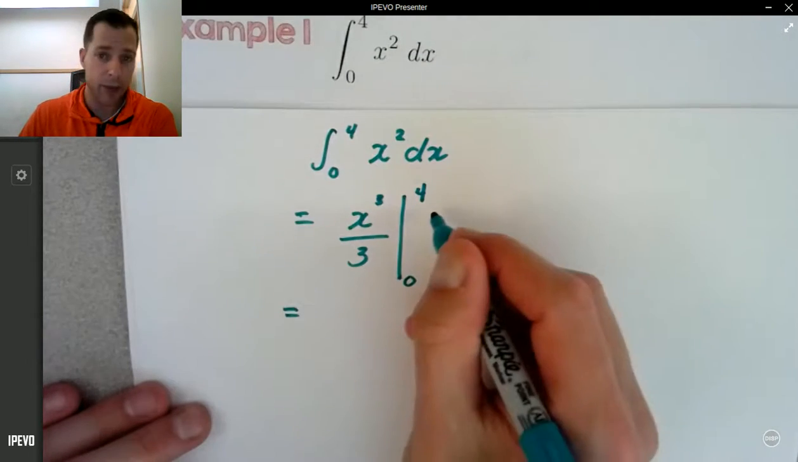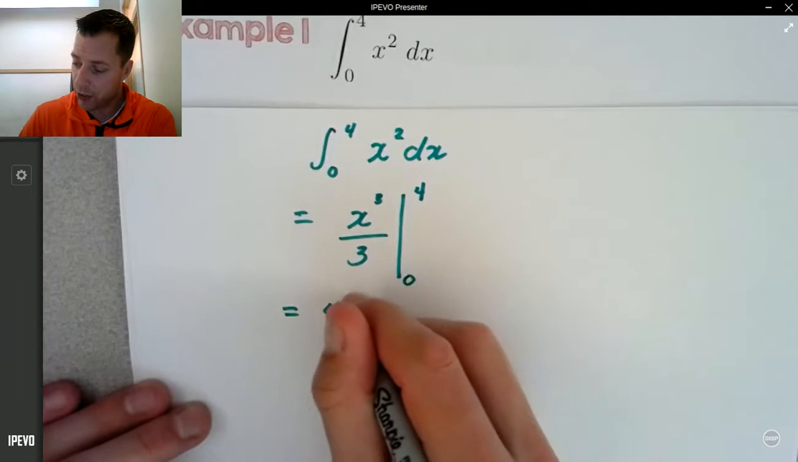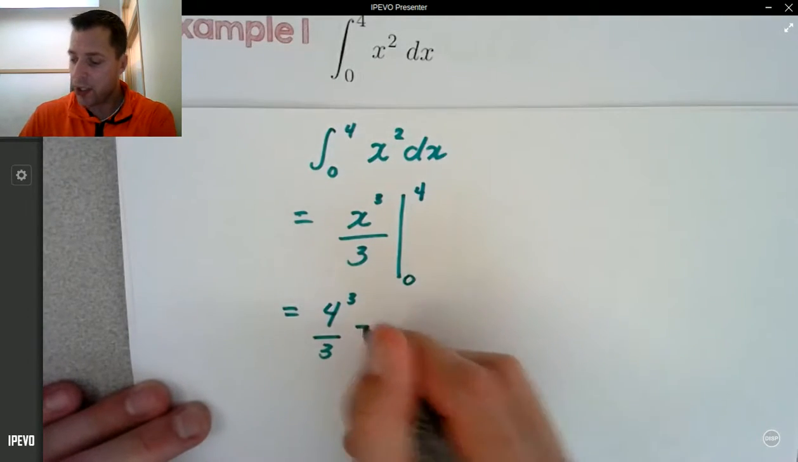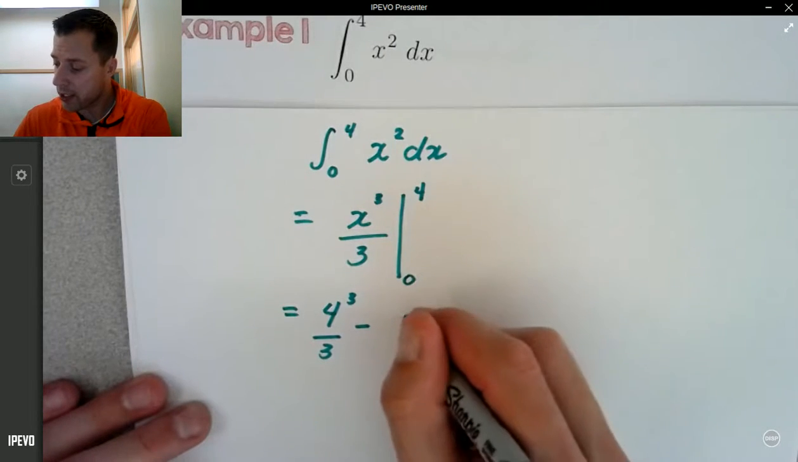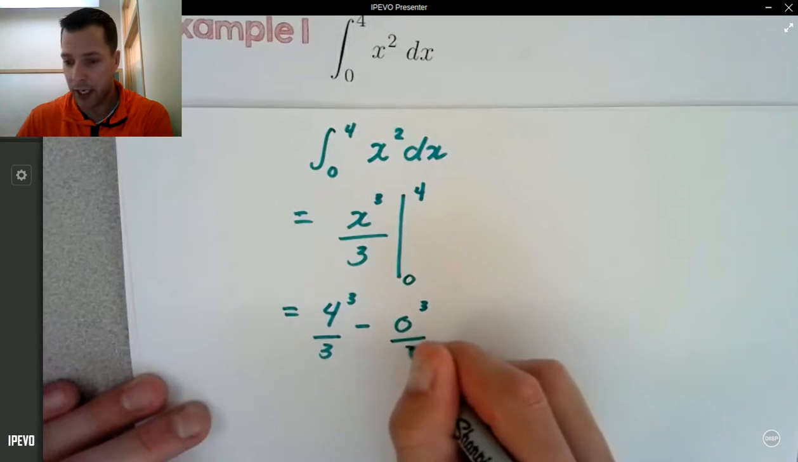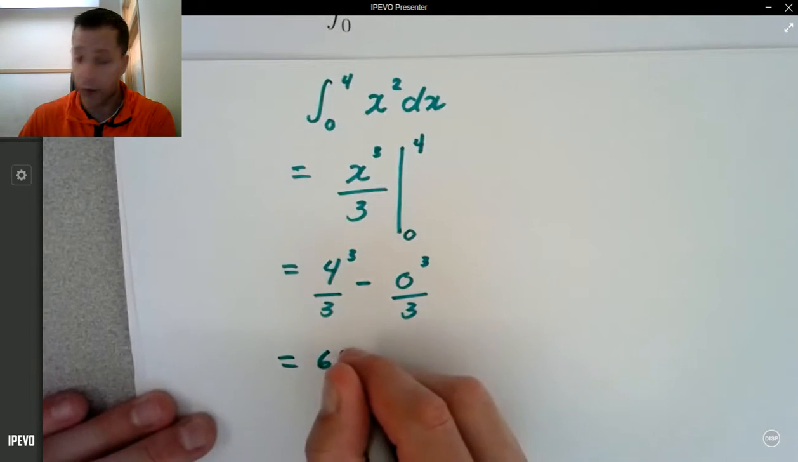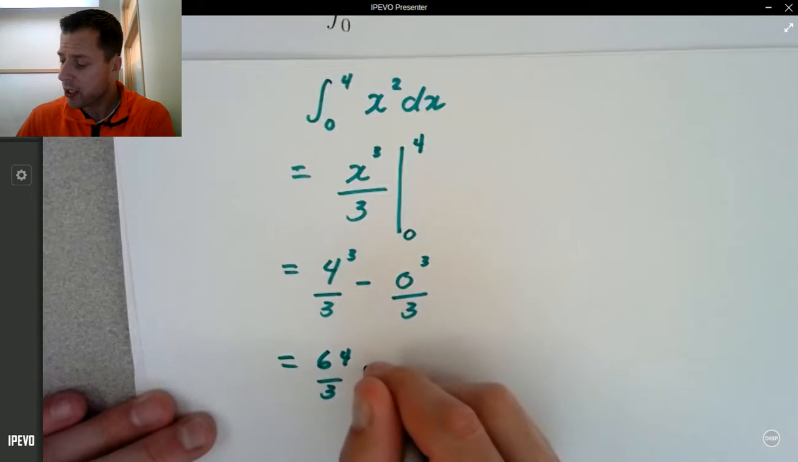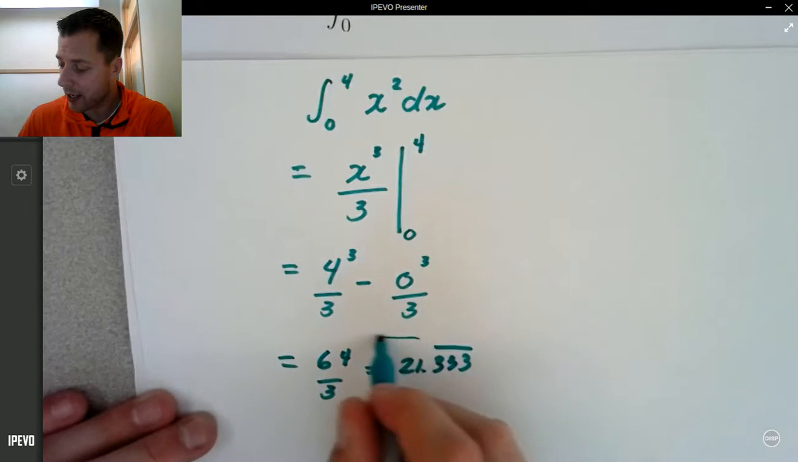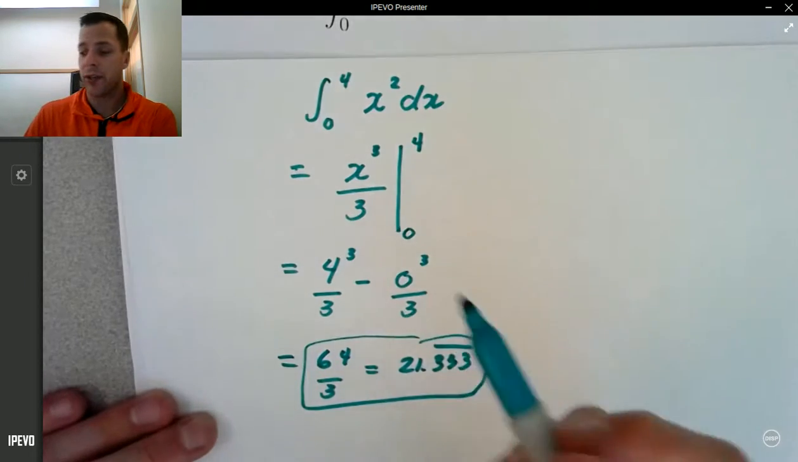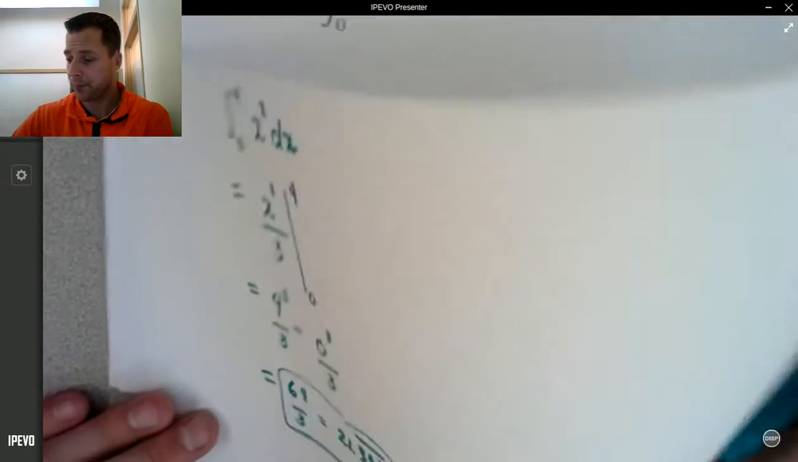You plug the upper limit in first for your x value. So we replace x with 4, and you get 4 cubed over 3. You always subtract off the lower limit of integration, so you plug in 0 for x and get 0 cubed over 3. 0 divided by any number is 0. So you get 64 over 3, which is 21.333 repeating. That's the area under x squared from 0 to 4. That's the exact area.